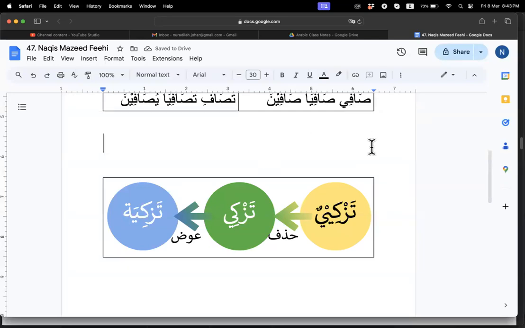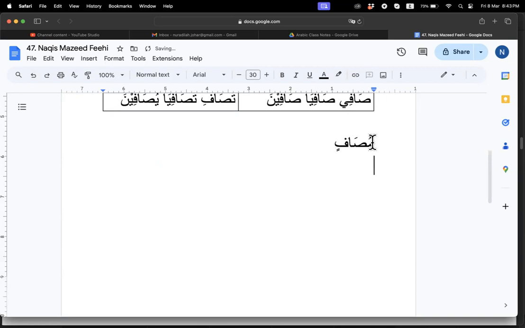So put Mujahidun, put sofa waw. Musafin. Yes, Musafin. This is rafa'. Musafin. Yes, what about nasab? How do you do nasab for this? Musafian. Yes, put Musafian. Jar? Musafin. Yes, same as the rafa'. Musafin. Good.